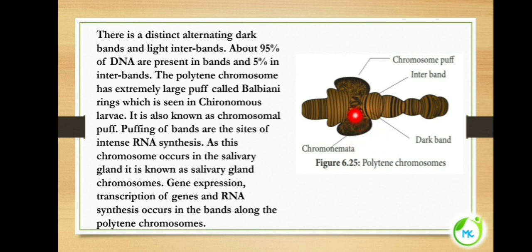The Polytene chromosome here has some extremely large puffed regions, and this region is referred to as Balbiani ring, or otherwise chromosome puff. This kind of puff in the Polytene chromosome is seen in Chironomus larvae. It is also a kind of insect larvae. They belong to the category of flies called midges. So in that also you can find this Balbiani ring.